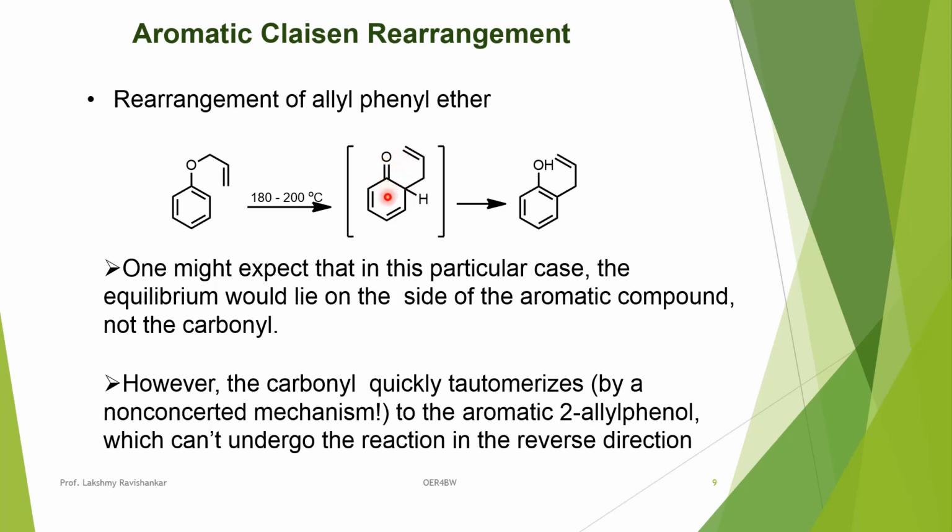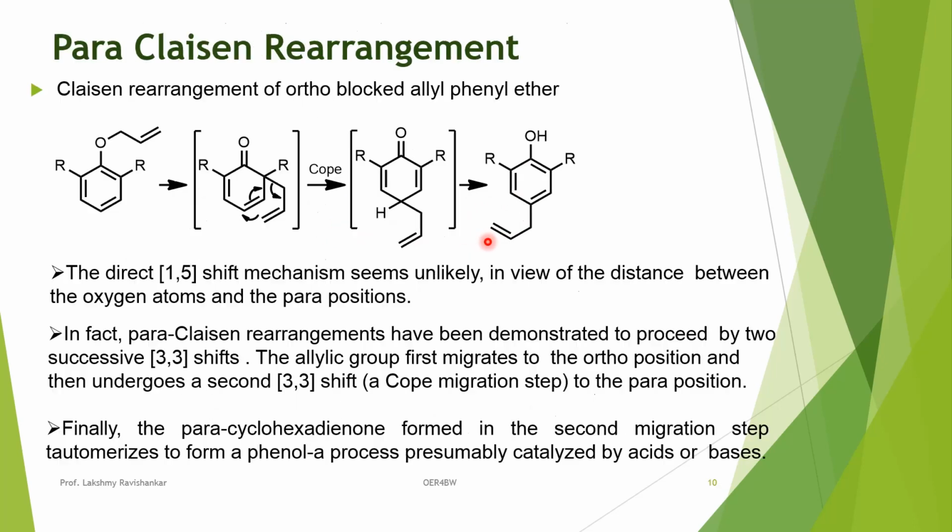However, this will immediately undergo tautomerization, which is not a concerted process, to give me the 2-allyl substituted phenol. So the carbonyl quickly tautomerizes by a non-concerted mechanism to the aromatic 2-allyl phenol, and this, however, cannot undergo reaction in the reverse direction. What happens if both the ortho positions are blocked? Then in that case, the rearrangement occurs at the para position, and that is known as the para-Claisen rearrangement.